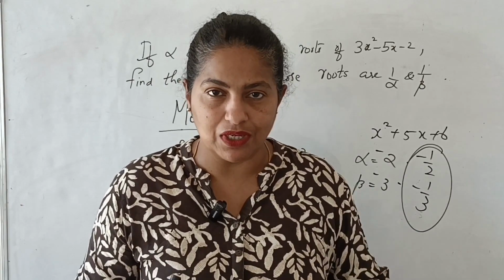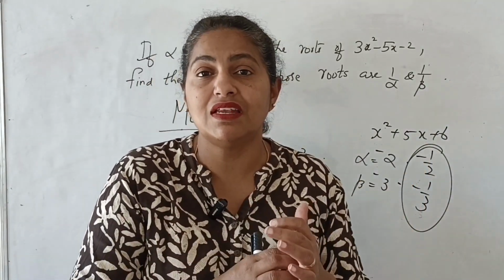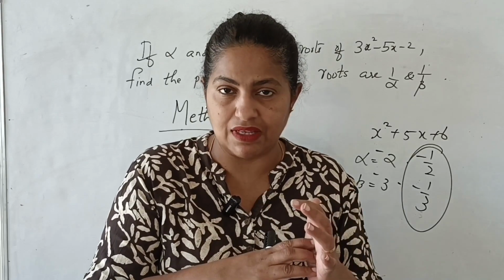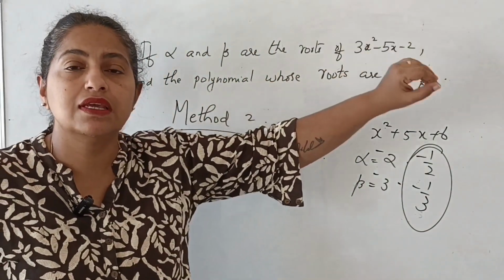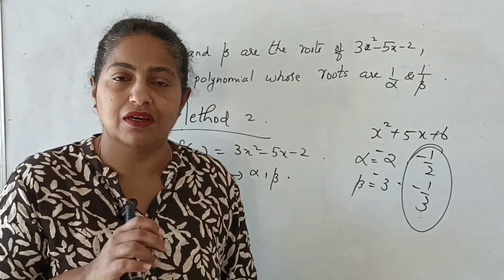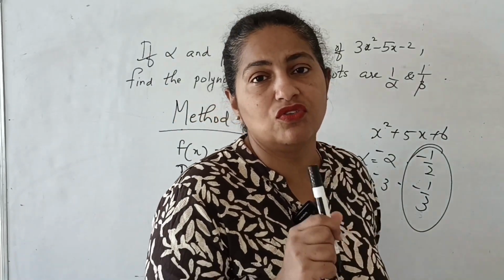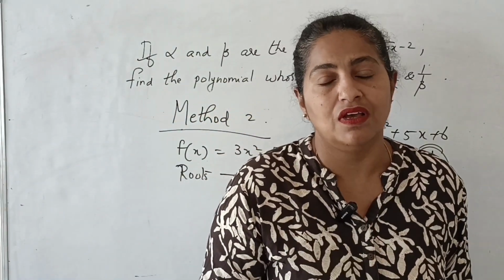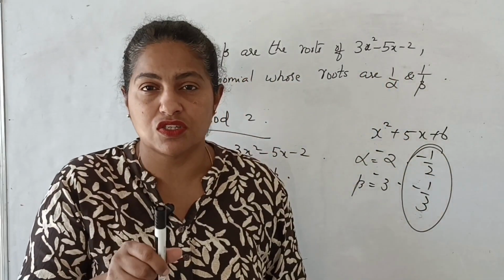Now what is the problem with this particular method? When I gave the polynomial as x square plus 5x plus 6, easily the roots came out as minus 2 and minus 3, alpha and beta. But look at this particular polynomial. 3x square minus 5x minus 2. Try to find out the roots, alpha and beta. You cannot do it by simple factorization. You have to use formulas for doing this. In every single case, it is not possible to figure out the roots so easily.